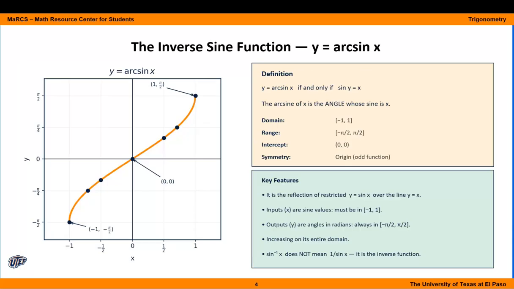Now let's define arcsine. When we write y equals arcsine of x, we mean y is the angle whose sine is x. There are a few key things to remember. The domain is from -1 to 1 because sine values cannot go outside this range. The range is from negative pi over 2 to pi over 2. This is the restricted interval we chose earlier. This function is increasing and passes through the origin. Also very important, arcsine of x does not mean 1 over the sine of x. It is an inverse function, not a reciprocal.